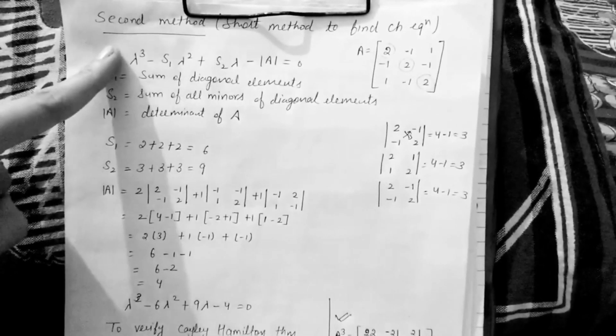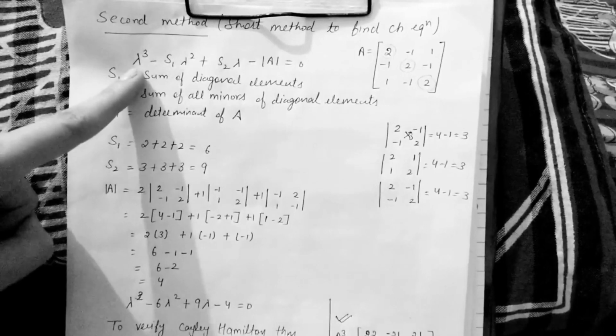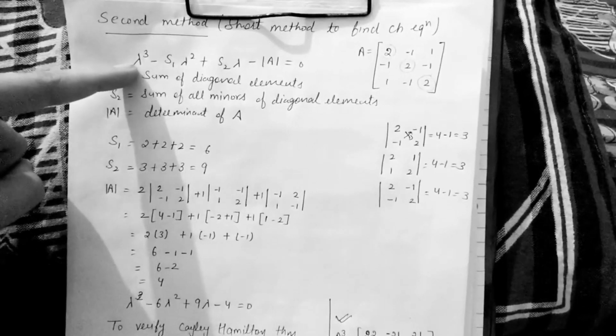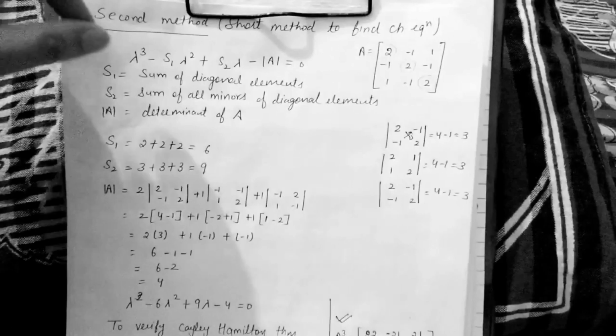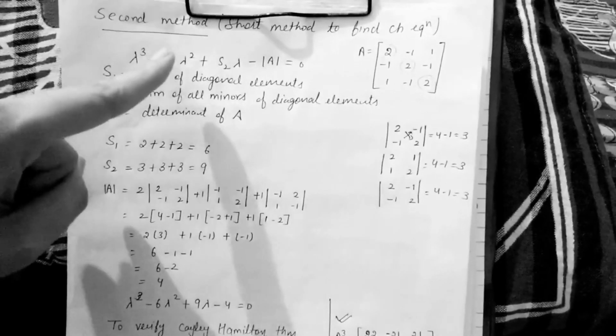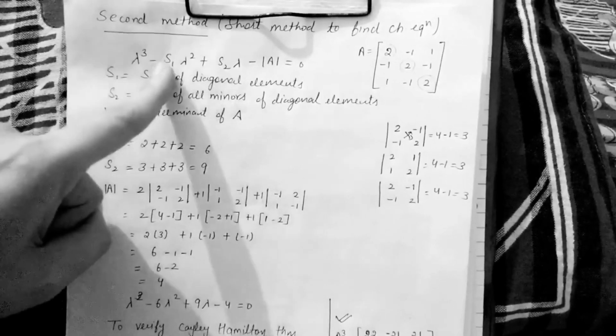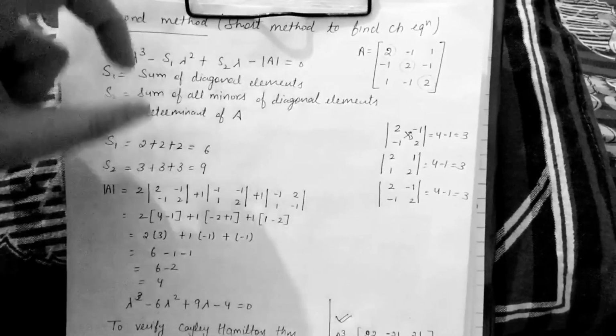So what is the second method? I'm going to explain you. For this second method, you just need to know this generalized equation, that is lambda cube minus s1 lambda square plus s2 lambda minus determinant of A is equal to 0. You just learn this generalized equation and just find the value of three symbols, that is s1, s2 and determinant of A, and just put the value of these three symbols, you get the characteristic equation.